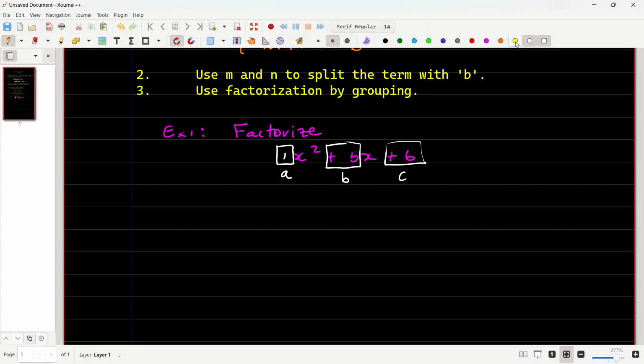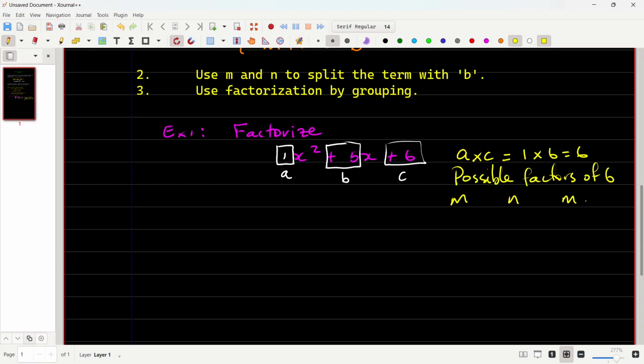All right, so the first thing I want to do is find the product of A and C. So A times C is 1 times positive 6, which is equal to 6. All right, so A times C is 6. Now, the possible factors of 6 are as follows. Now, remember, we need an M and an N so that when we add them together, we'll be able to get the same value as B, which is a positive 5.